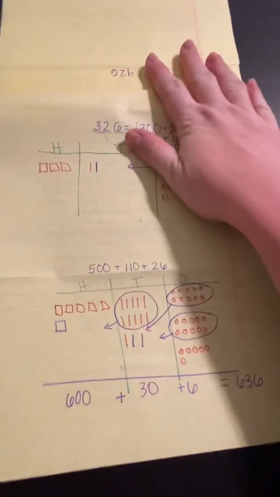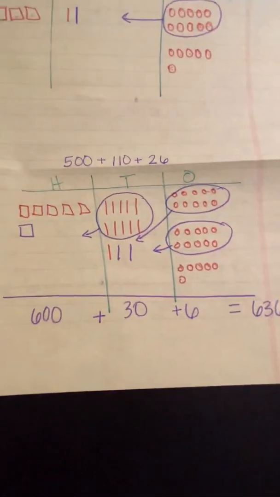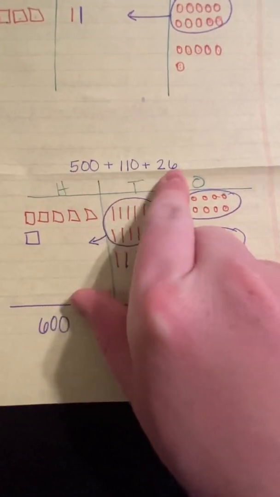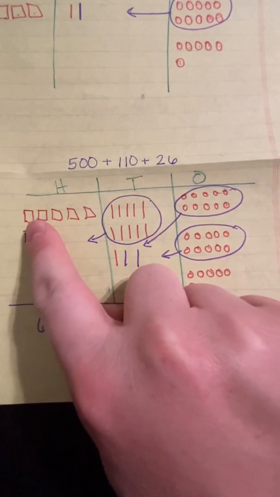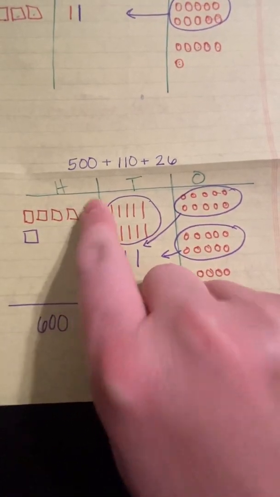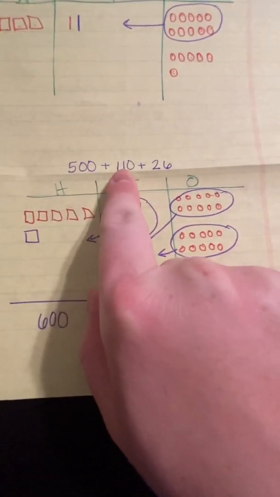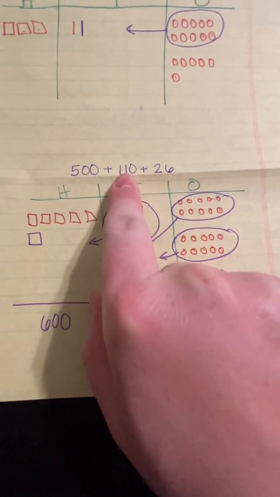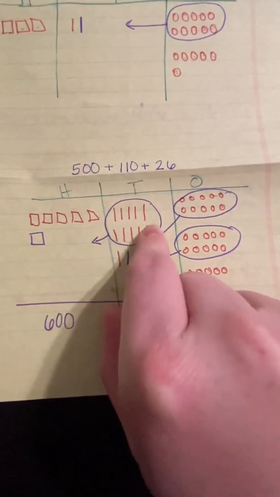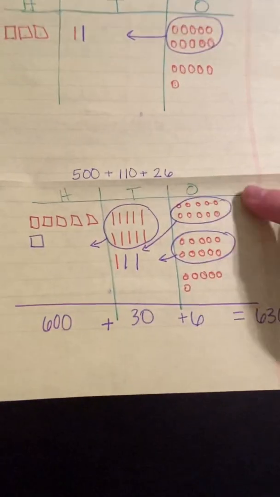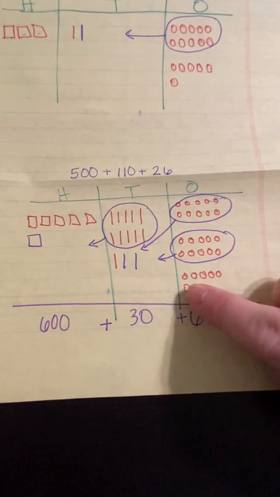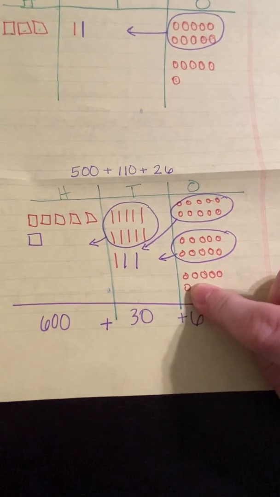So when I sketched this expanded form first, I used the red marker. So I had 1, 2, 3, 4, 5 hundreds. I had 11 tens that had a value of 110. Here's my group of 10 and one more. And then I had 26 ones: 10, 20, 25, 26.